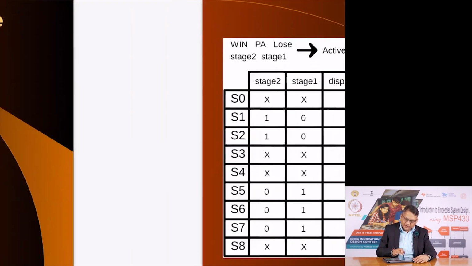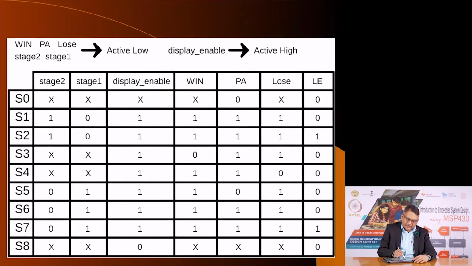Now, to know what outputs are produced, here is a table. Here is a table which indicates the outputs required: stage 2, stage 1, display enable, win, play again, lose and latch enable. This latch enable signal is to enable the latch to capture that number. In state S0, you want the play again. Now, since the LEDs are connected in active low mode, which means the LED will light up when the output is 0, you are only lighting the play again LED. You have disabled the latch, you do not want to capture the number, and rest everything does not matter.